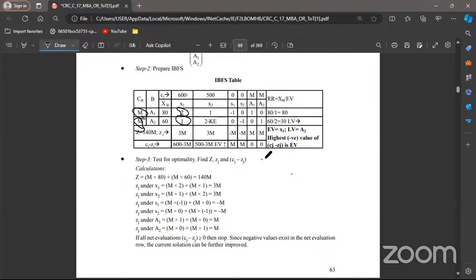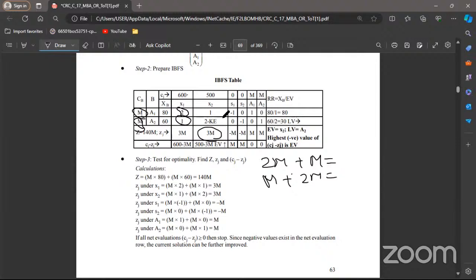2 into M is 2M. 1 into M is M. 2M plus M is how much? 3M. Are you finding 3M here? Yes. Then 1 into M, second column: 1 into M is M, plus 2 into M is 2M. 3M again, isn't it? Okay.